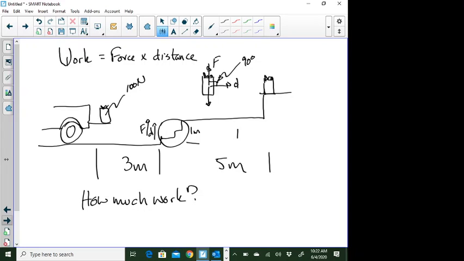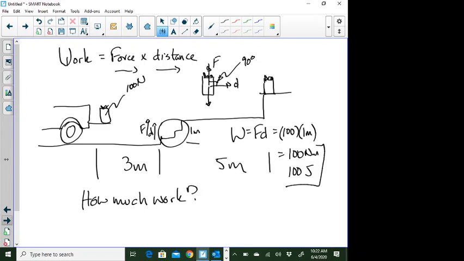So my work here is going to be force. It would help if I actually did things correctly. So work is going to be force times distance, but we say that the force and the distance have to be along the same axis, along the same direction. So that's why this one's a little bit tricky here. So my force now is going to be 100 newtons, times 1 meter, so that's equal to 100 Newton meters, or 100 joules, equivalent units for work.